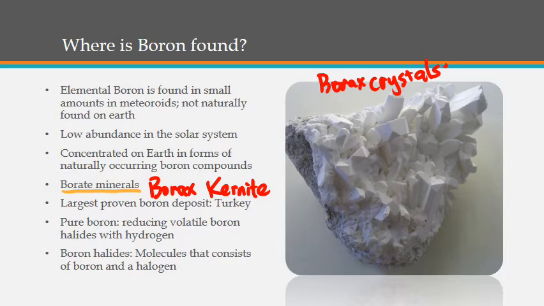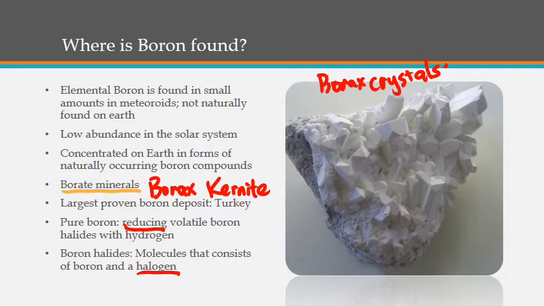So now we've seen that boron on Earth is mostly attached to and in compounds with other elements. How do you get elemental boron? How do you get pure boron? In chemistry labs, we're able to get pure boron by reducing volatile boron halides with hydrogen. Boron halides are molecules that consist of boron and a halogen. Now we all see the word reduction. As I mentioned, reduction means the process of gaining an electron. So now in this process, these boron halides gain electrons from the hydrogen.